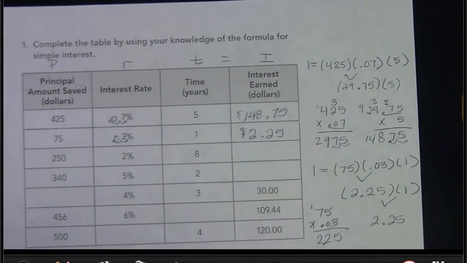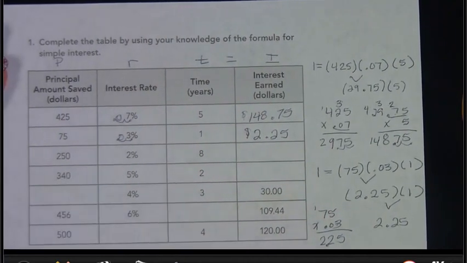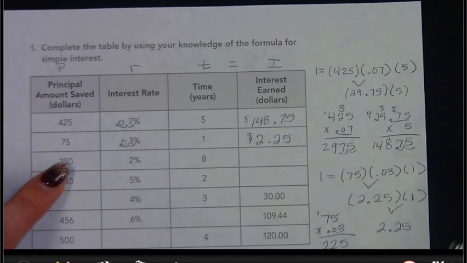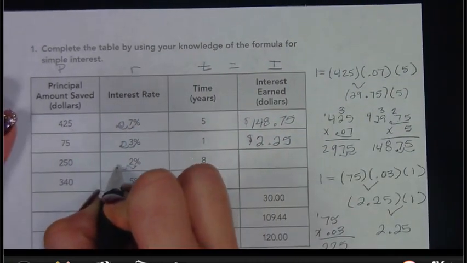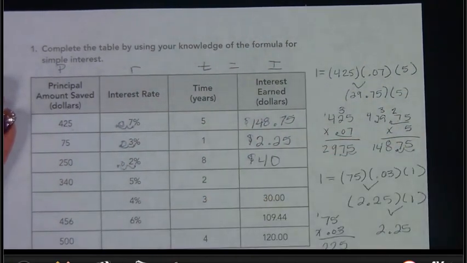All right, I would love for you to pause the video, and I want you guys to try the next 2. So try row 3 and row 4 for me. All right. Don't forget to change your decimal, 1, 2. And then you should have received $40 for this one.